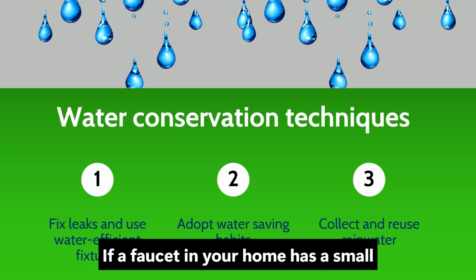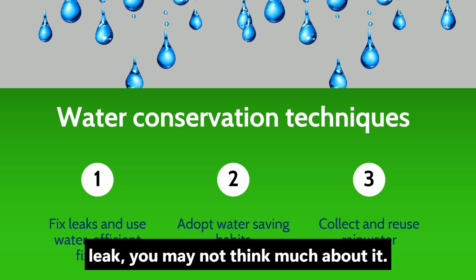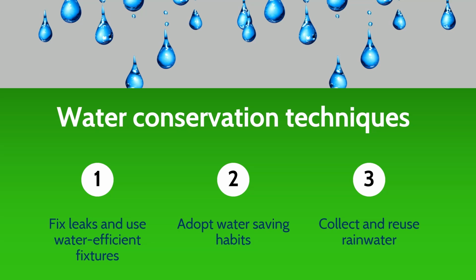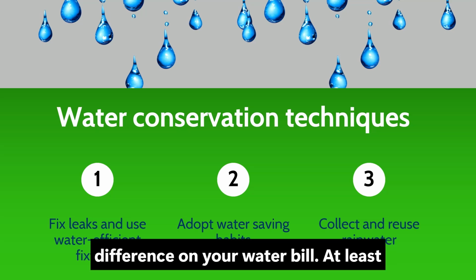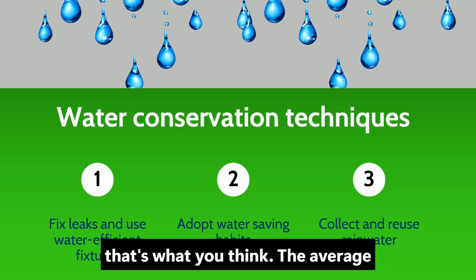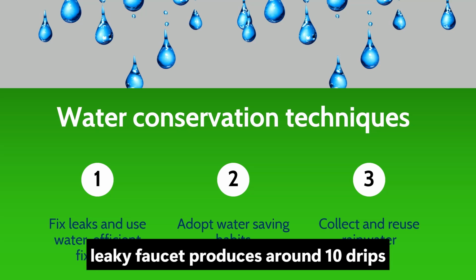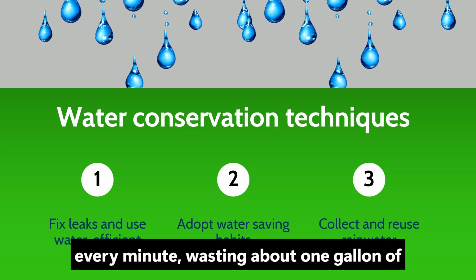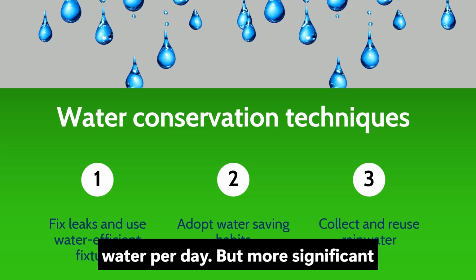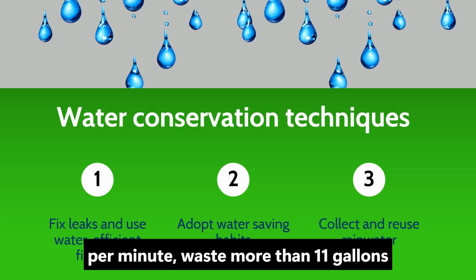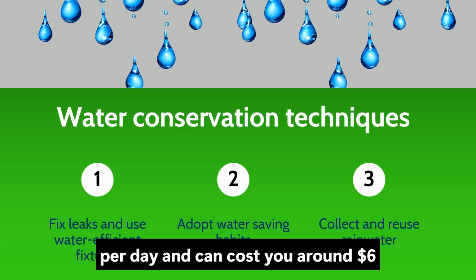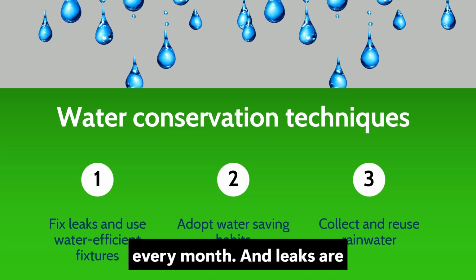bill. If a faucet in your home has a small leak, you may not think much about it. The drip isn't bothering you that much, and it's not making that much of a difference on your water bill. At least that's what you think. The average leaky faucet produces around 10 drips every minute, wasting about 1 gallon of water per day. But more significant leaks, like faucets that leak 120 drops per minute, waste more than 11 gallons per day and can cost you around $6 every month.